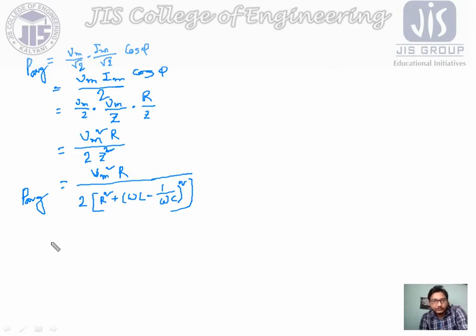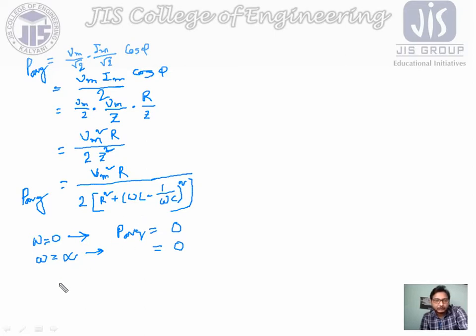So if we consider omega equals 0, then this term will be infinite. So the overall power, P average, will obviously also be 0. Similarly, if we put omega equals infinity, then it will also be 0, because the denominator term will be infinite and the overall term comes to 0. Now, when will the power be the maximum?